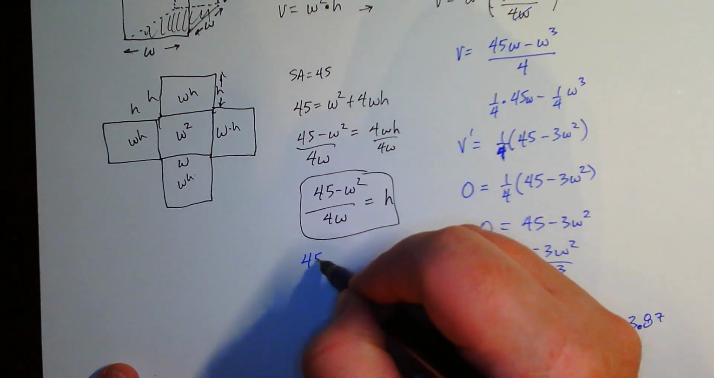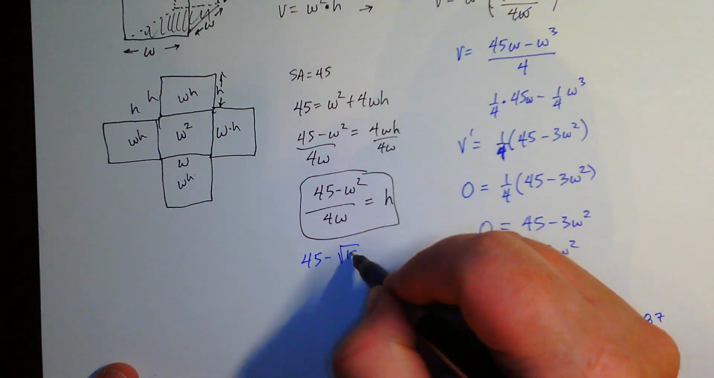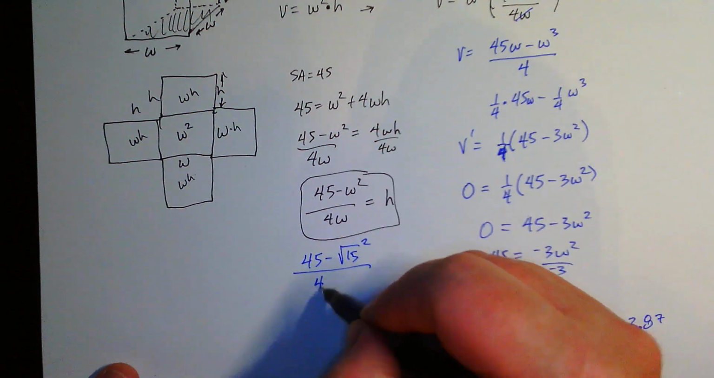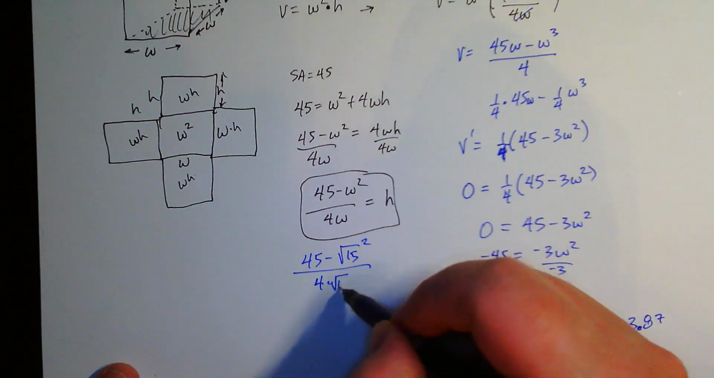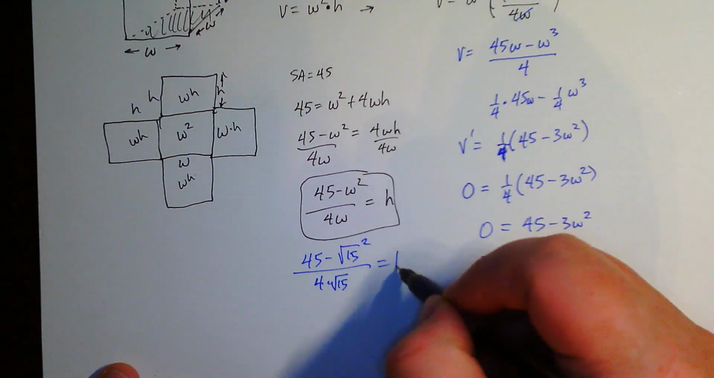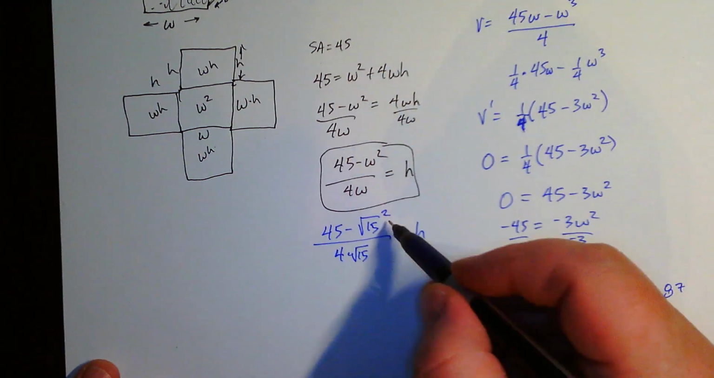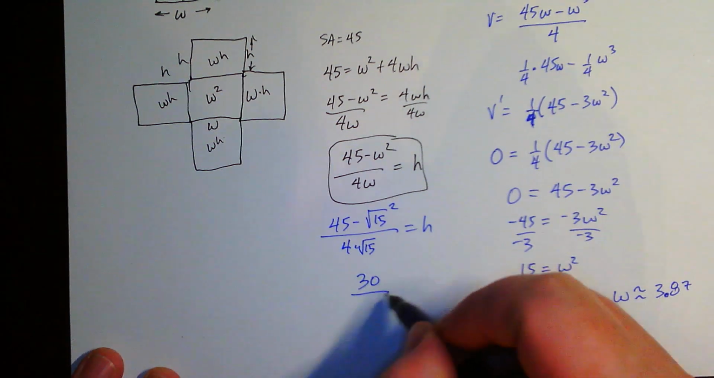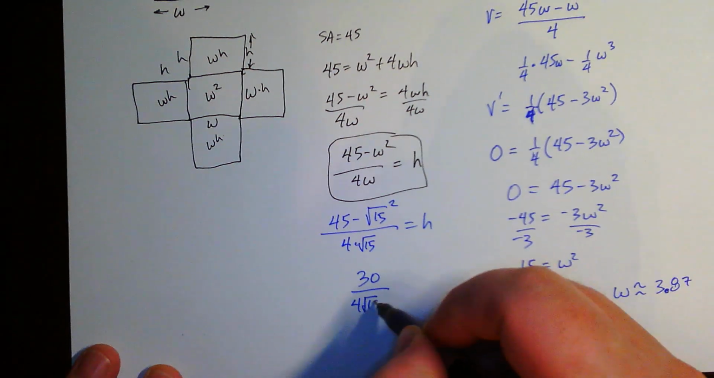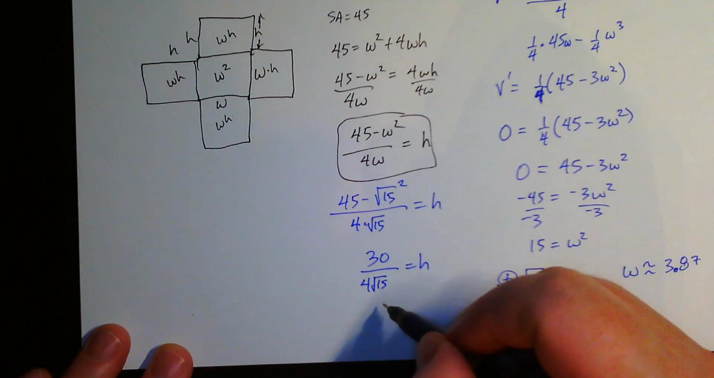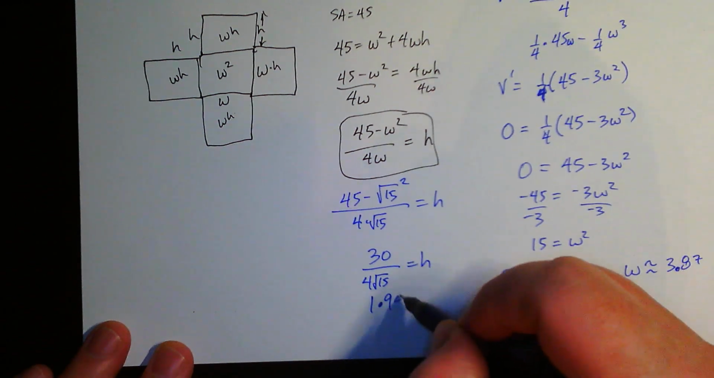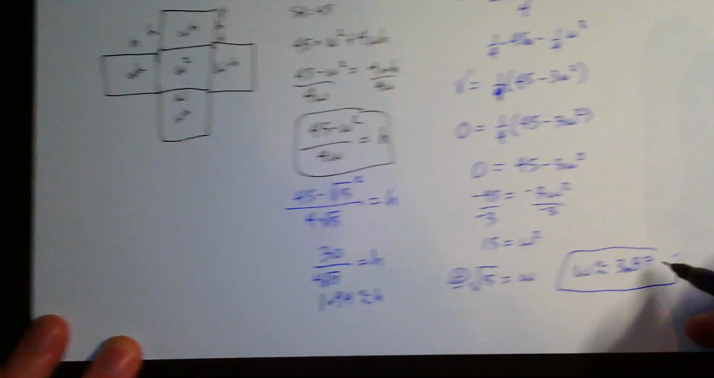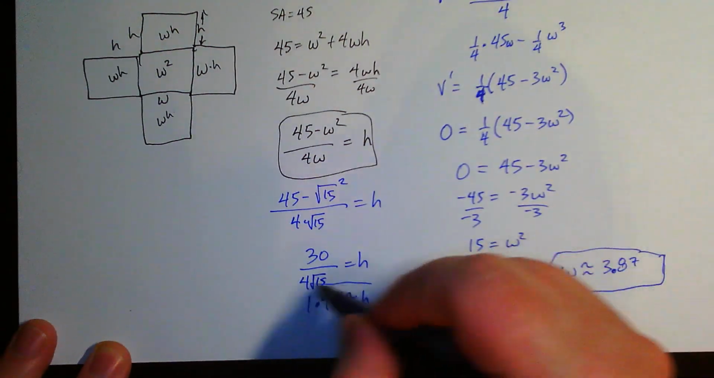So let's do that. 45 minus, I'm going to go ahead and do 15 instead of the approximation, because when we square it, we get an easier number, right? And I also would prefer to plug that into the calculator anyway. So 45 minus the square root of 15 squared, that's 45 minus 15, that's 30 over 4 root 15 equals H. Plug that into your calculator, you get 1.94, that's approximately H. So we've got our width right here, got our height right here.